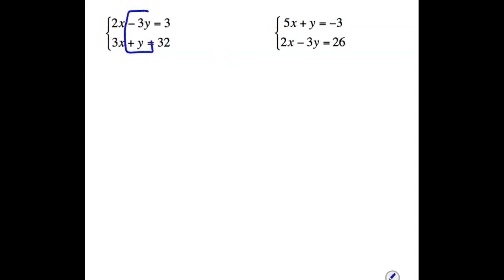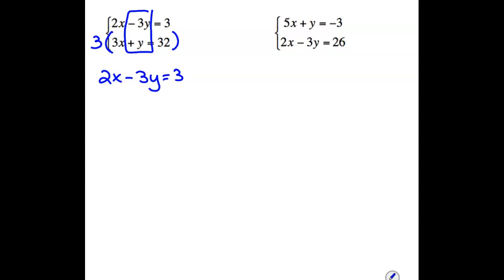So let's look further. If we try to eliminate our y's, we could get our bottom equation to be a 3y by multiplying by a 3, and then we would have opposites. So this route allows us to do 1 multiplication instead of 2. So we'll go ahead with that option. I'm not going to do anything to the top equation. It's fine the way it is.